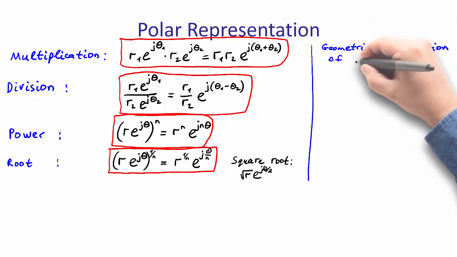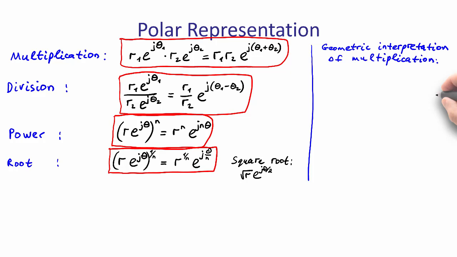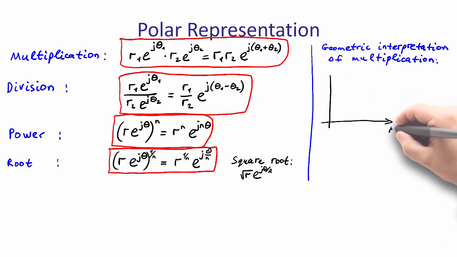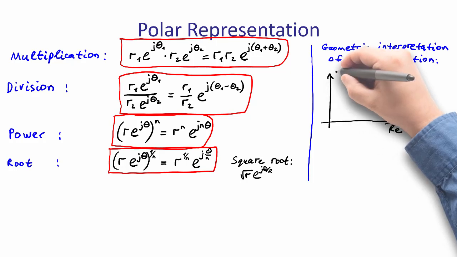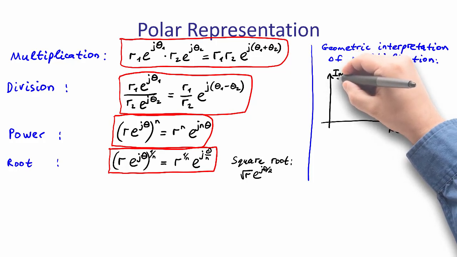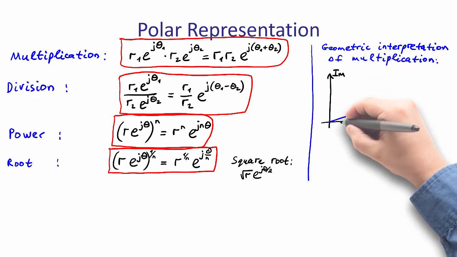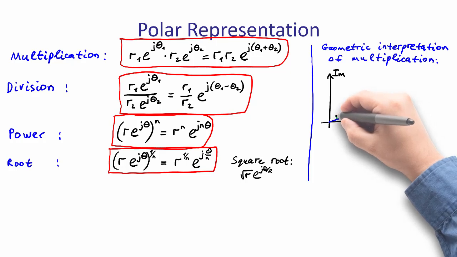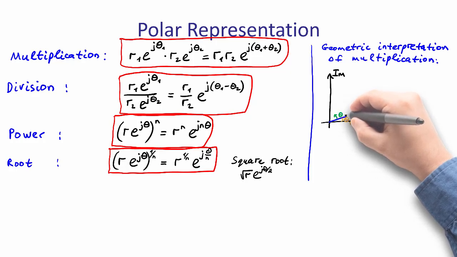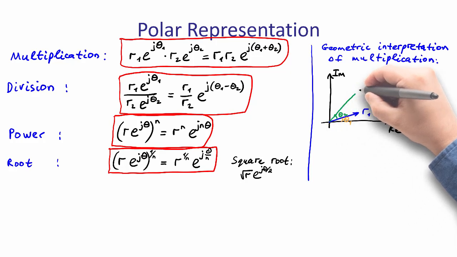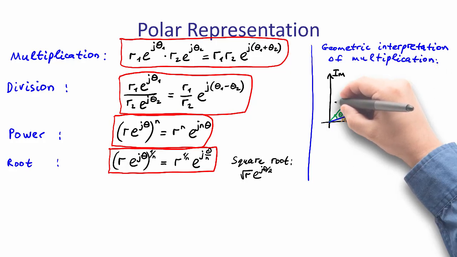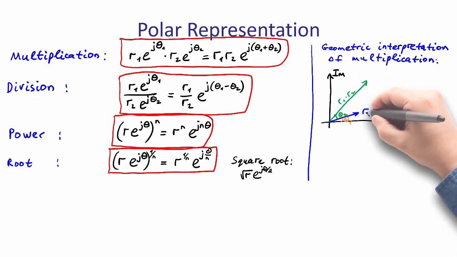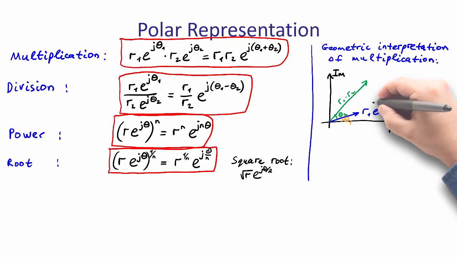Now you also have geometric representation for the multiplication. If you want to multiply r1 to the exponent of j theta 1 by r2 to the exponent of j theta 2, all you need to do is just to draw r1 with the angle theta 1 and then to rotate that vector counterclockwise by the angle theta 2, and then multiply that r1, the length of that vector, by r2, and then you get the multiplication of first number and second complex number.